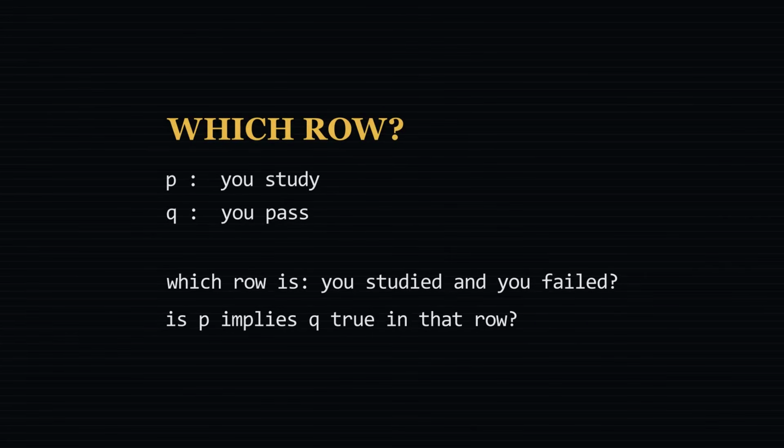Lab: P you study, Q you pass. Which row is you studied and you failed? Is P implies Q true in that row? Take a beat.